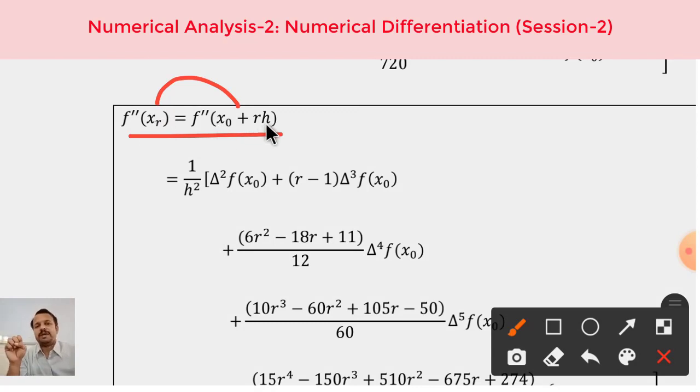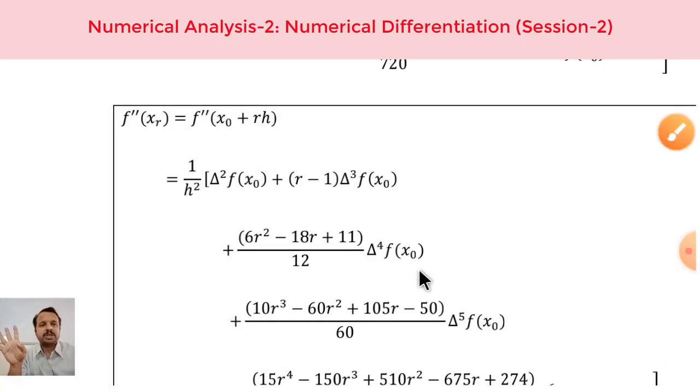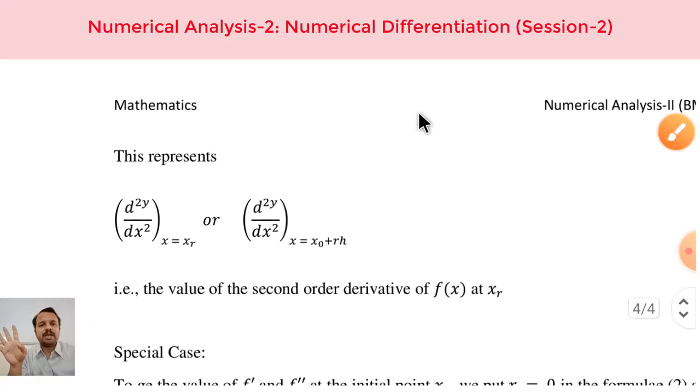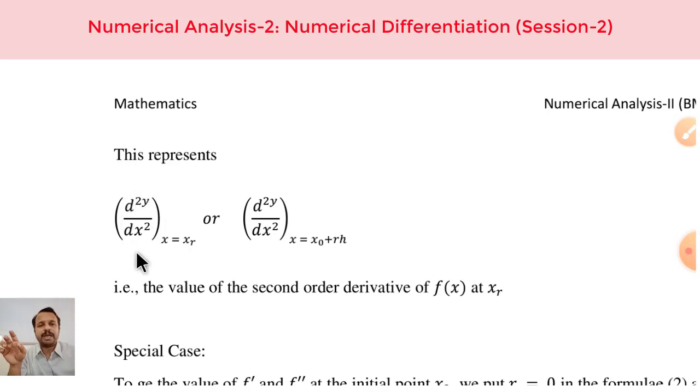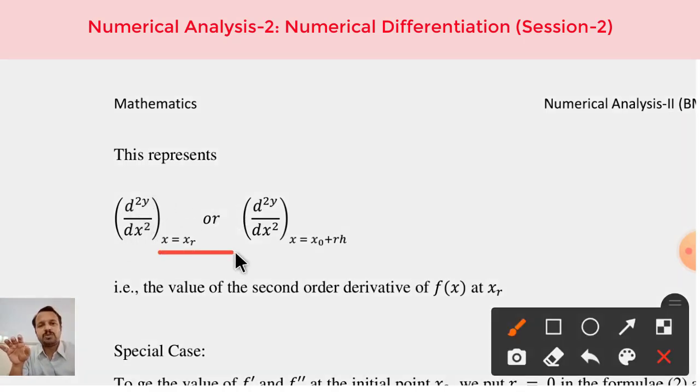So now what we have done, we have derived the formula for f dash at xr, and f double dash at xr. So here these values are denoted as dy by dx and d2y by dx2 respectively. First order derivative is dy by dx, second order derivative is d2y by dx2. So those values at xr, that is nothing but x0 plus rh, these are the two notations. We can use them to indicate the values of the first order and second order derivatives of f at the point xr. And this is very important.